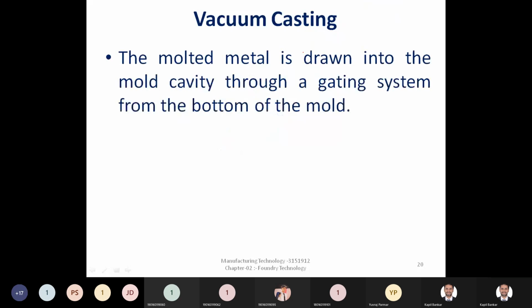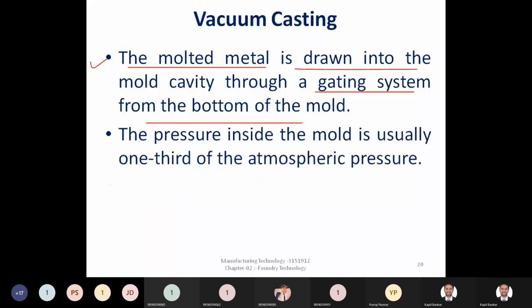Some other fact related to vacuum casting is that the molten metal is drawn into the mold cavity through a gating system from the bottom of the mold. As I told you, in any other process you just pour the molten metal from the top side of the mold, while in vacuum casting, the molten metal fills from the bottom side of the mold. And because of the vacuum, it can be inserted into the mold.